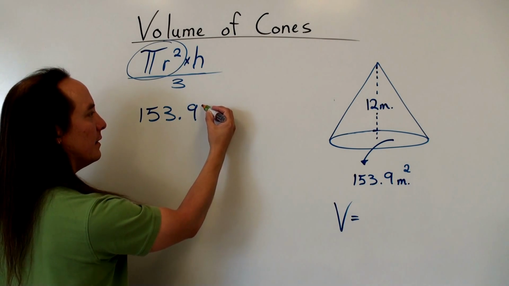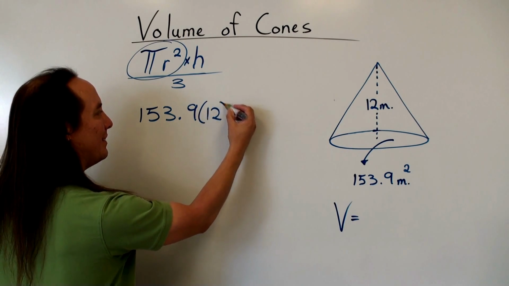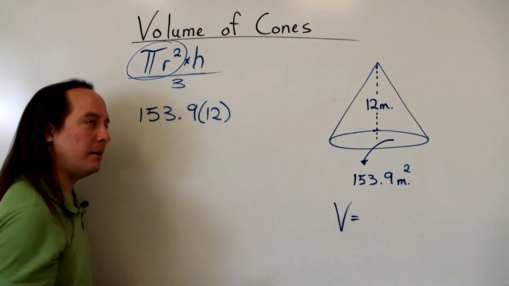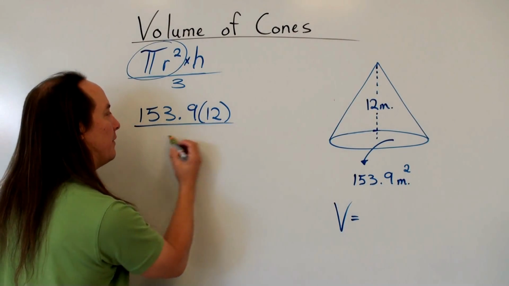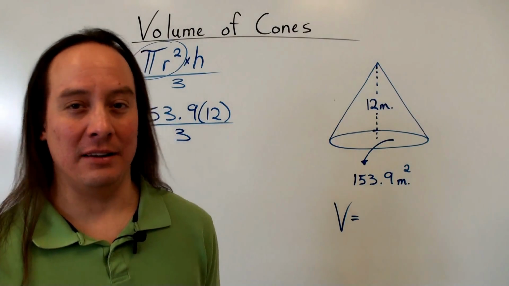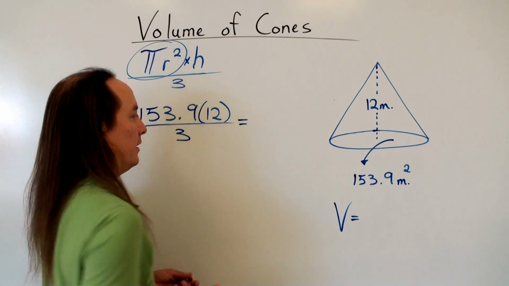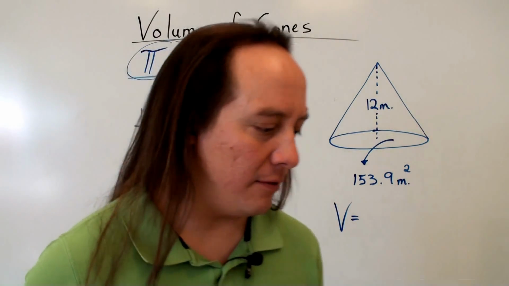Times height. Use parentheses. My height is 12. And all that divided by 3. At this point, it's pretty much just a calculator thing. So it's not too hard to plug into a calculator, and we'll get the volume.